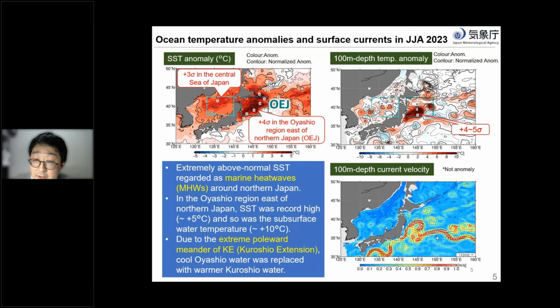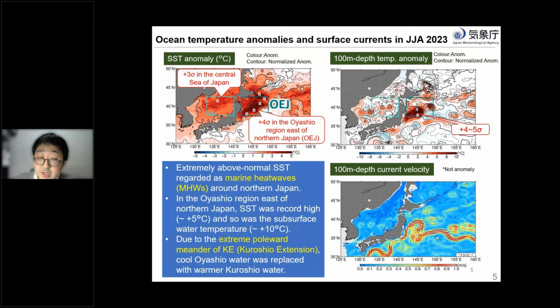These record high ocean temperatures were probably due to the extreme poleward meander of the Kuroshio extension, as indicated in the bottom right panel, where Oyashio water was replaced with warm Kuroshio water.